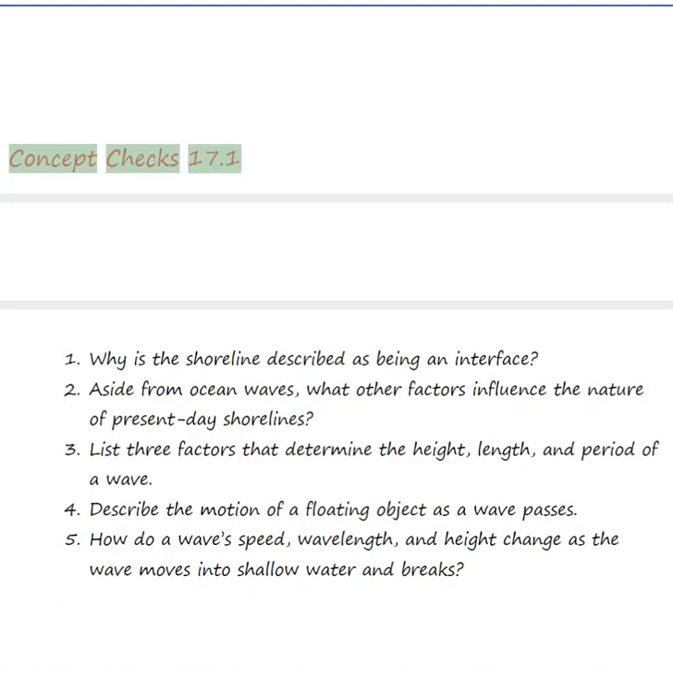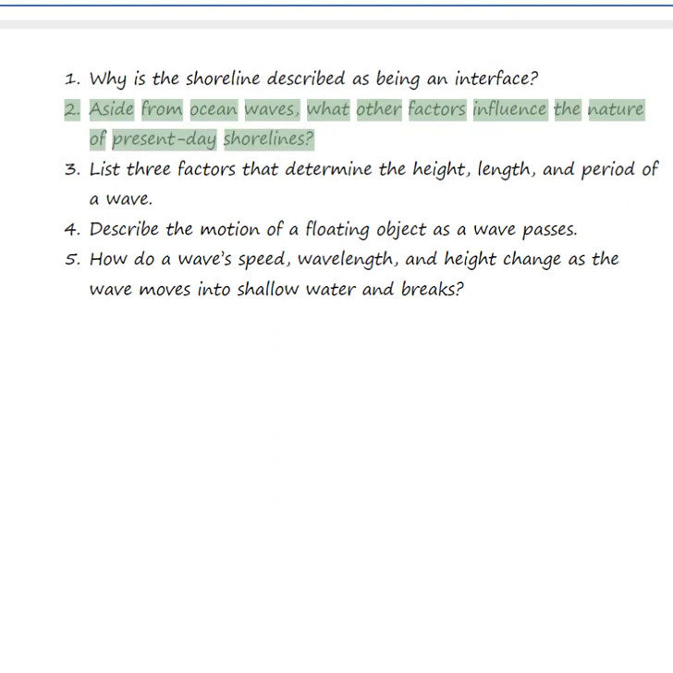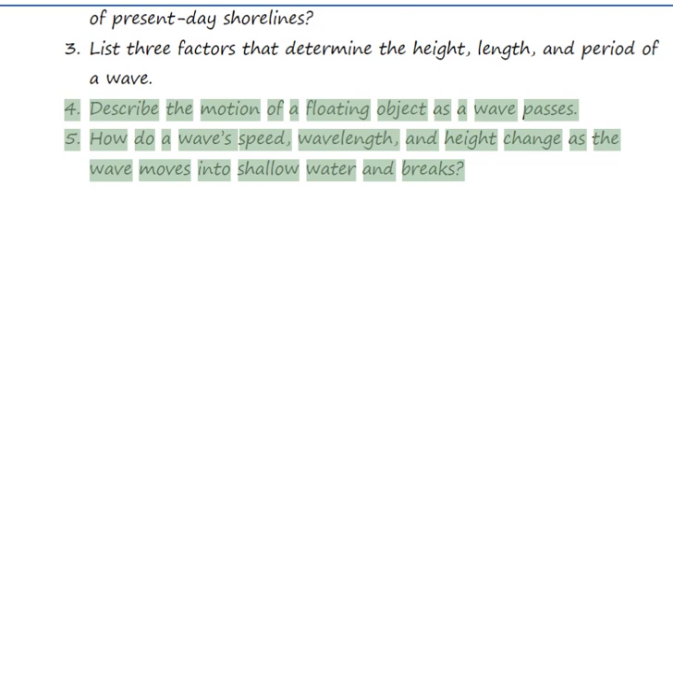Concept check 17.1. 1. Why is the shoreline described as being an interface? 2. Aside from ocean waves, what other factors influence the nature of present-day shorelines? 3. List 3 factors that determine the height, length, and period of a wave. 4. Describe the motion of a floating object as a wave passes. 5. How do a wave's speed, wavelength, and height change as the wave moves into shallow water and breaks.